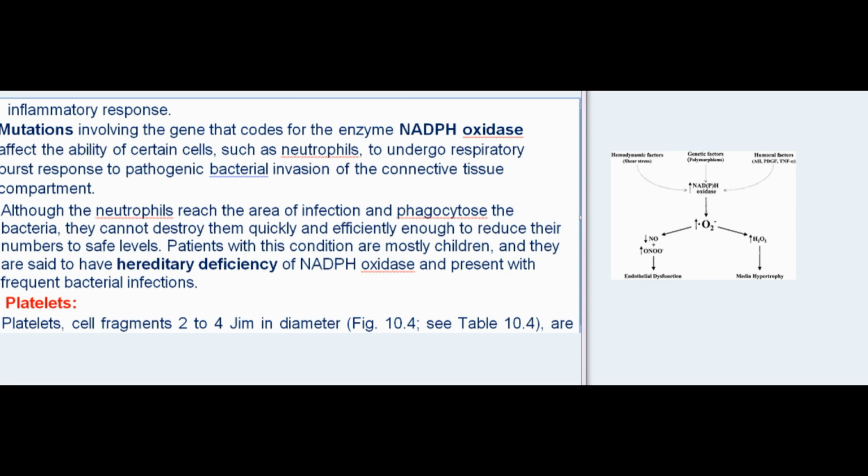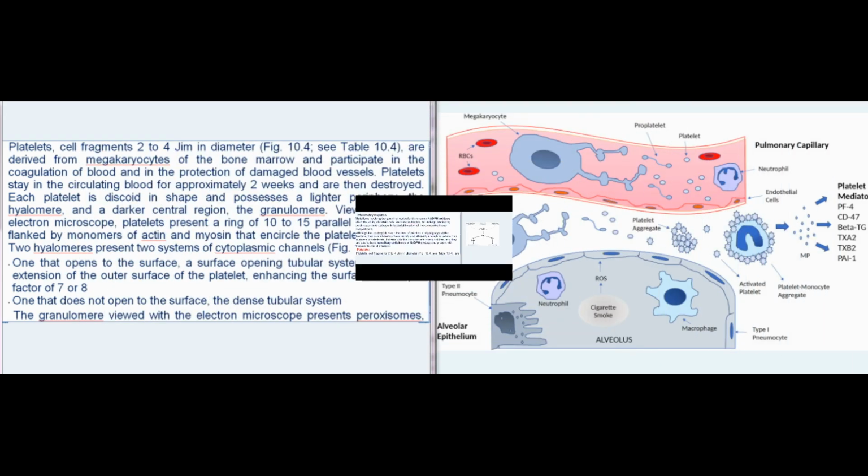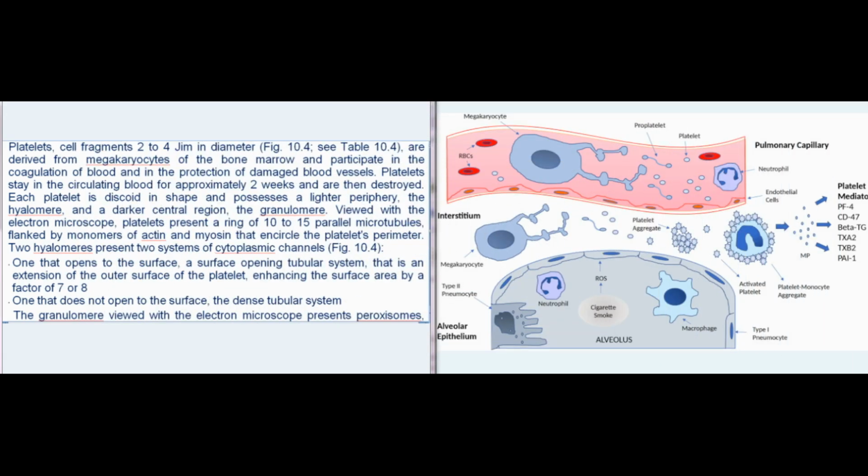Platelets, cell fragments 2 to 4 µm in diameter, Fig 10.4, see Table 10.4, are derived from megakaryocytes of the bone marrow and participate in the coagulation of blood and in the protection of damaged blood vessels. Platelets stay in the circulating blood for approximately 2 weeks and are then destroyed. Each platelet is discoid in shape and possesses a lighter periphery, the hyalomere, and a darker central region, the granulomere.